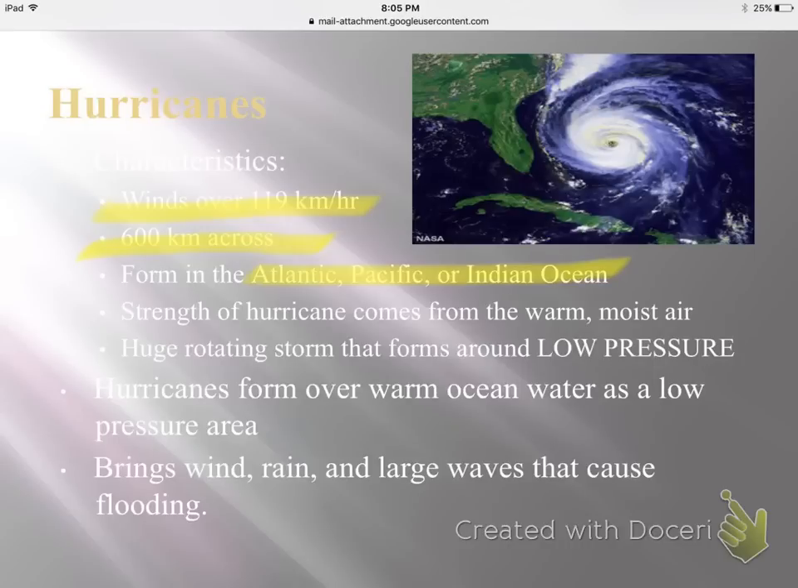The strength and the energy that the hurricane has is going to come from the warm, moist air. Okay? It also has to have that warm ocean water. And it forms on a low pressure area. Remember that low pressure brings bad weather. So hurricanes are these huge rotating storms that are going to be forming around low pressure areas. We know from experience that hurricanes can bring damaging winds. That they bring lots of rain, and as far as coastal areas go, they can bring in large waves that's going to cause flooding.